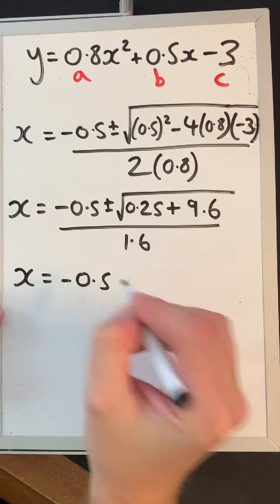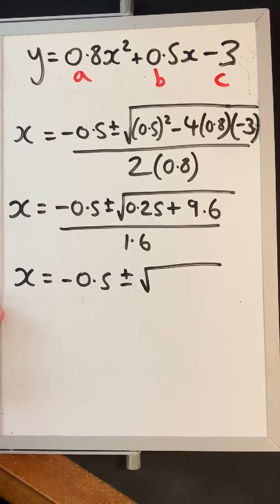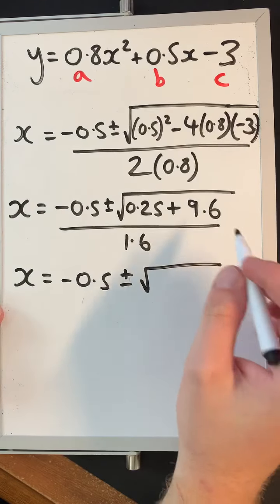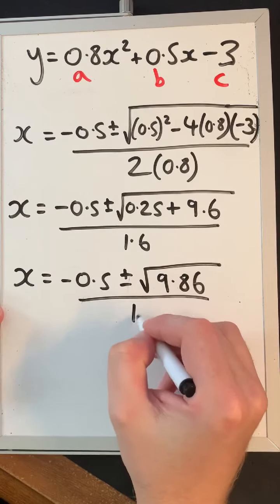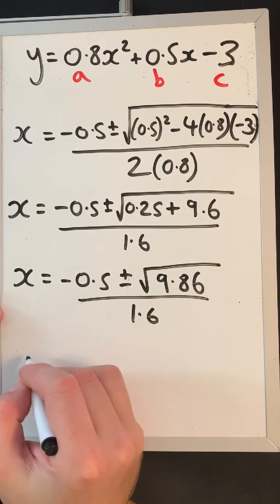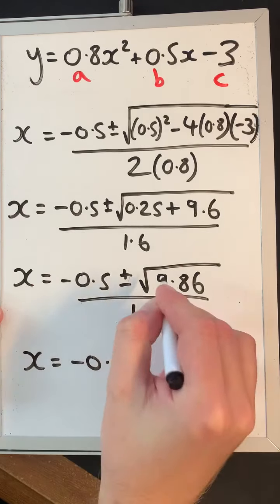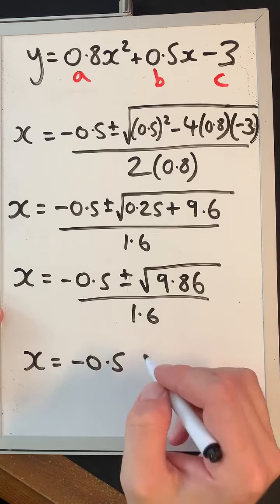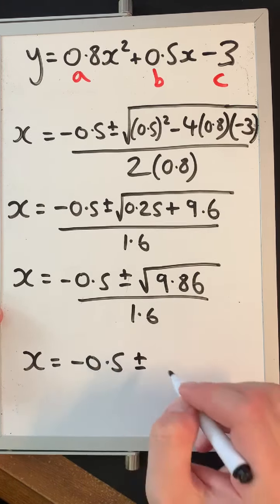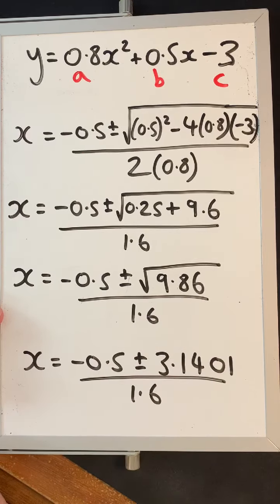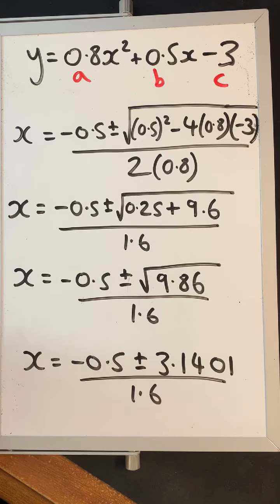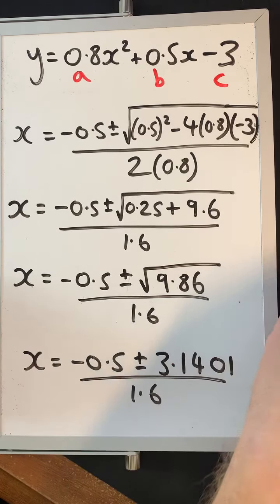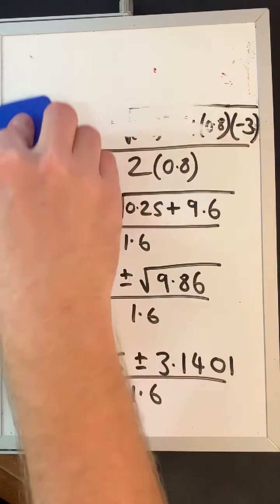Let's work out this part that's under the square root then. So if we add 0.25 to 9.6, we get 9.86 over 1.6. And if we take the square root of 9.86, we get 3.1401 over 1.6. Up to you if you want to do that to fewer decimal places, but in this case I've done it to 4. Okay, so remember now we want to split this up into 2 to get our 2 roots.